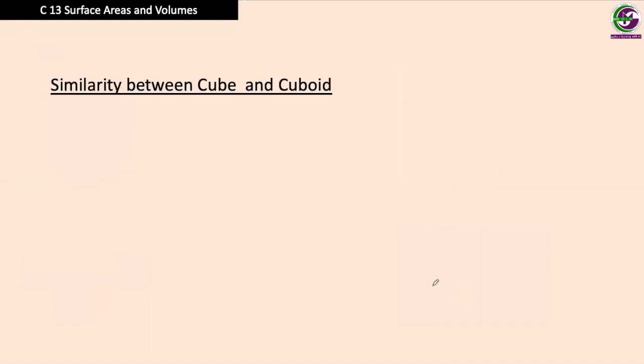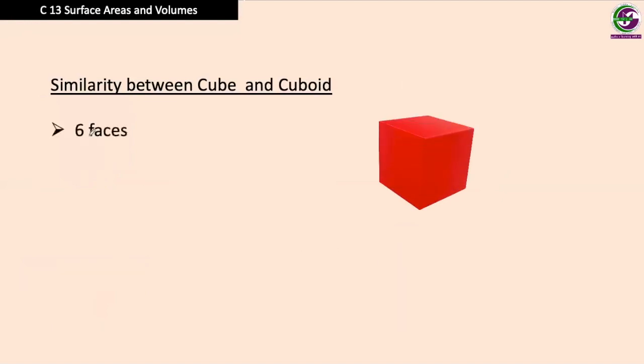At first, similarity between a cube and a cuboid. Both of them have 6 faces. What are the faces? Up, down, front, back, left, right. So we have 6 faces for both cubes and cuboids. Vertices: 4 at the top and 4 at the base. So total 8 vertices for both cube and cuboid.